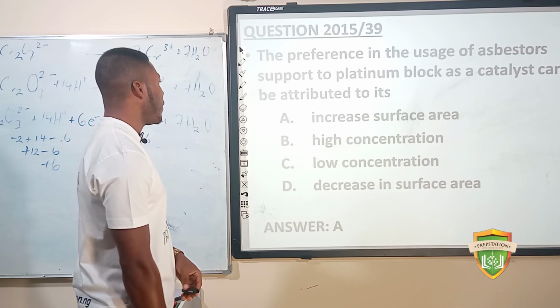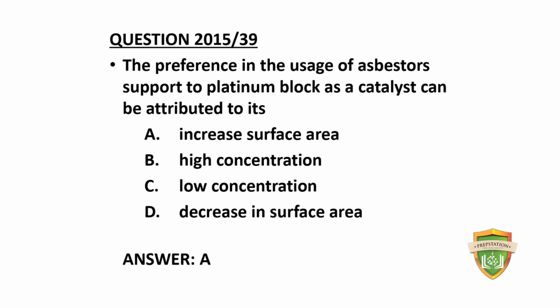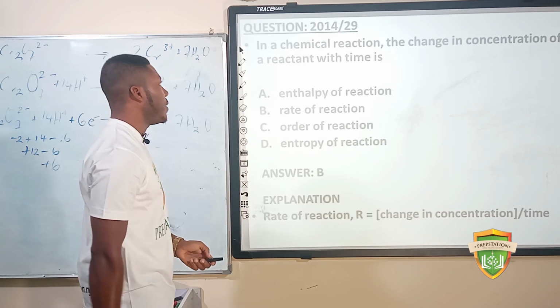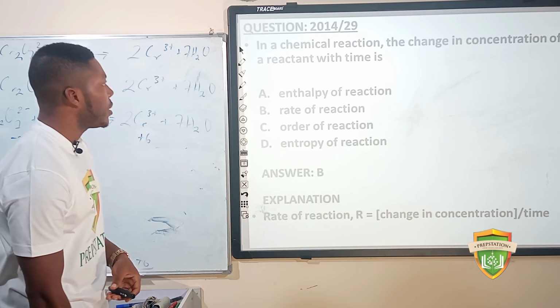Question 39 from 2015. The preference in the usage of asbestos supports to platinum block as a catalyst can be attributed to it. The answer is: increase the surface area. That is the answer. Increase the surface area. Question 29, 2014.